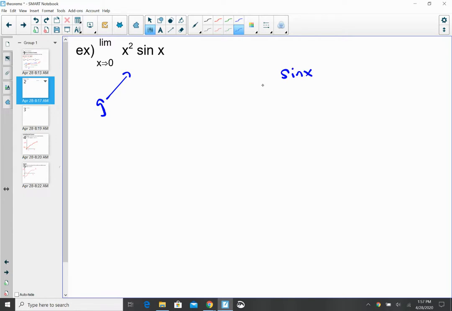Now, if sine of x is the smaller part, start to think about, how is sine of x bounded? Well, if you remember your trig graph, sine of x is always between -1 and 1. You know, it's always between -1 and 1. So that's the foundation, the building block, if you will.